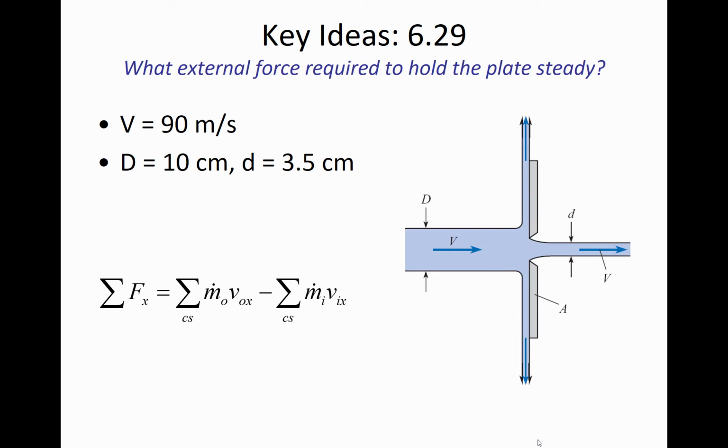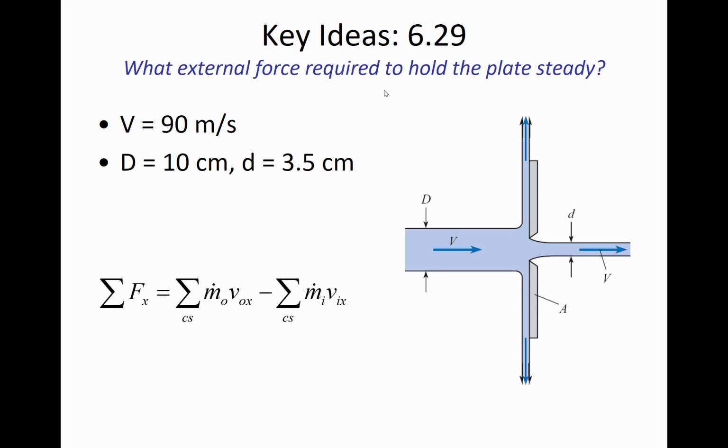Now for problem 6.29, we have a similar problem. In this case, a fluid jet is intercepting a plate, and part of the fluid continues on, and you'll notice that this smaller jet, the diameter of that is 3.5 centimeters, whereas the bigger fluid jet as it entered was 10 centimeters. And so some of the flow is redirected in the y direction. So you need to find the external force required to hold the plate steady here.